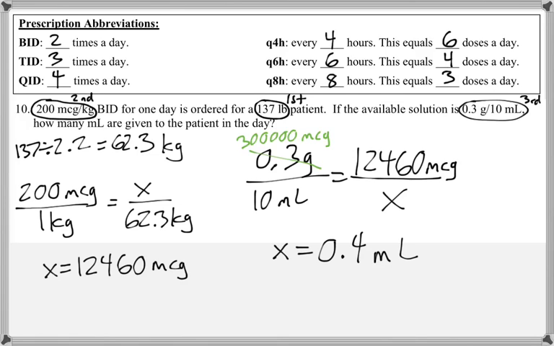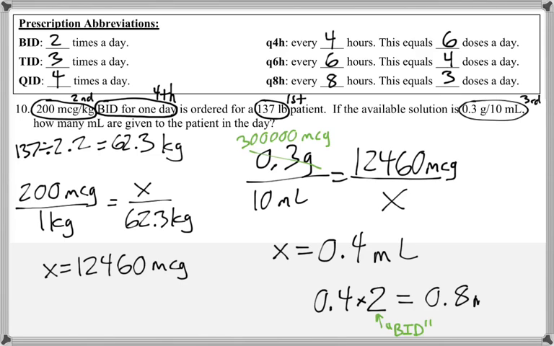And then lastly, this says BID for 1 day. So this is the 4th thing that I have to work with. So it's going to be 0.4 times 2. And again, that times 2 is coming from the fact that they say BID. And that gets you 0.8 mLs.